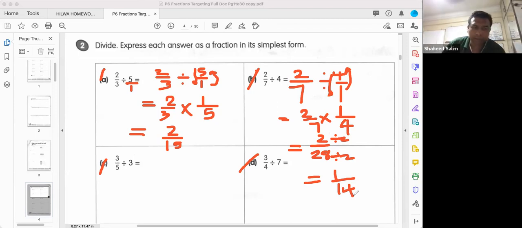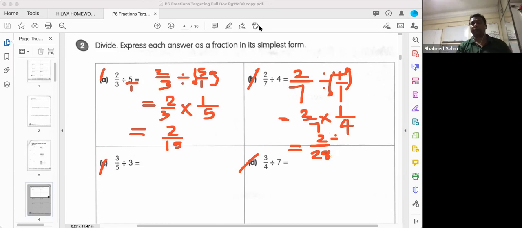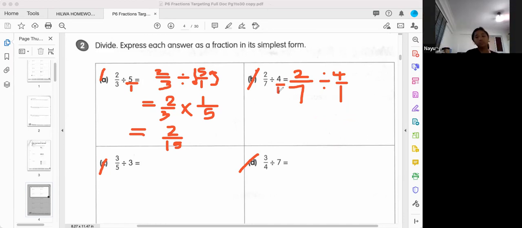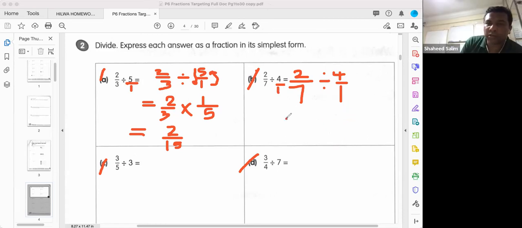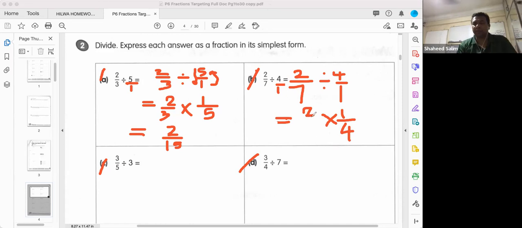Can or not? Which part you don't know? I don't understand. Okay, now watch. This one you understand? Put over 1. Now you must change divide to times. When you change to times, 4 over 1 becomes 1 over 4. 2 over 7 is still the same.